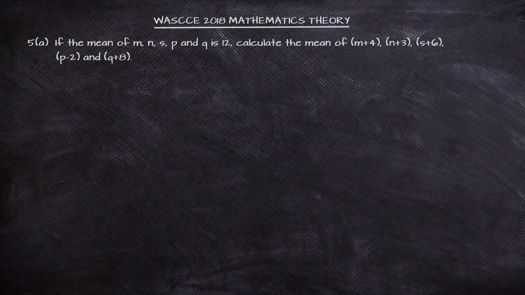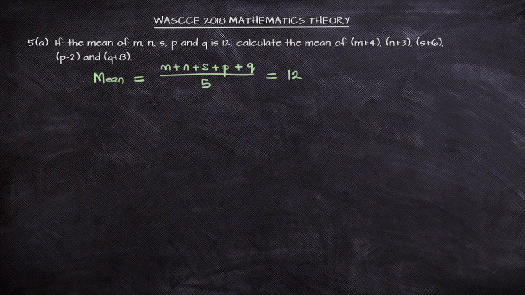Now, in this section here, question number 5a, the mean of m, n, s, p, and q is 12. We are to find the mean of m plus 4, n plus 3, s plus 6, p minus 2, and q plus 8. Now, originally, how do you find the mean of a set of numbers? We find the mean by adding the numbers all together and dividing by their frequency. Now, here we have 5 numbers. That means the frequency is 5. And we have been told that that mean is 12.